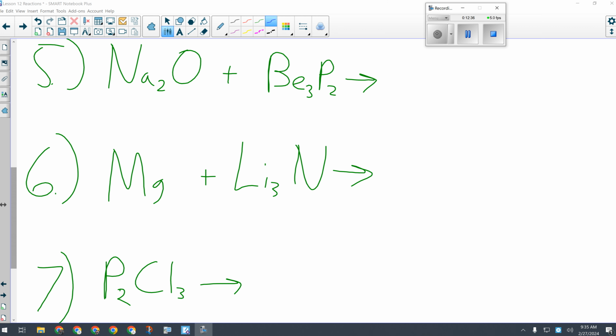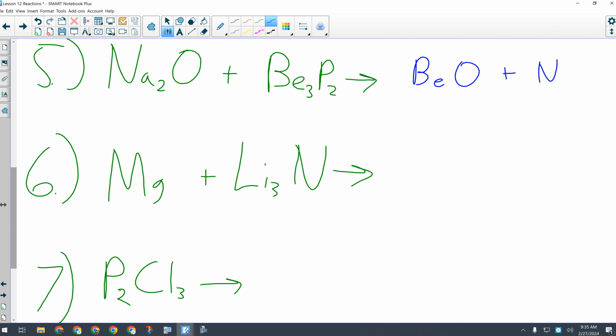Okay, let's look at the first one here, guys. So what kind of reaction have we got if we start out with those 2 ionic compounds? Double replacement reaction. In a double replacement reaction, all we do is swap the metals so that they have different partners. So that means beryllium is going to end up with oxygen, and sodium is going to end up with phosphorus. Now I've figured out who the partners are, but I have 2 ionic compounds that have not been dropped and swapped, so that's the next step.